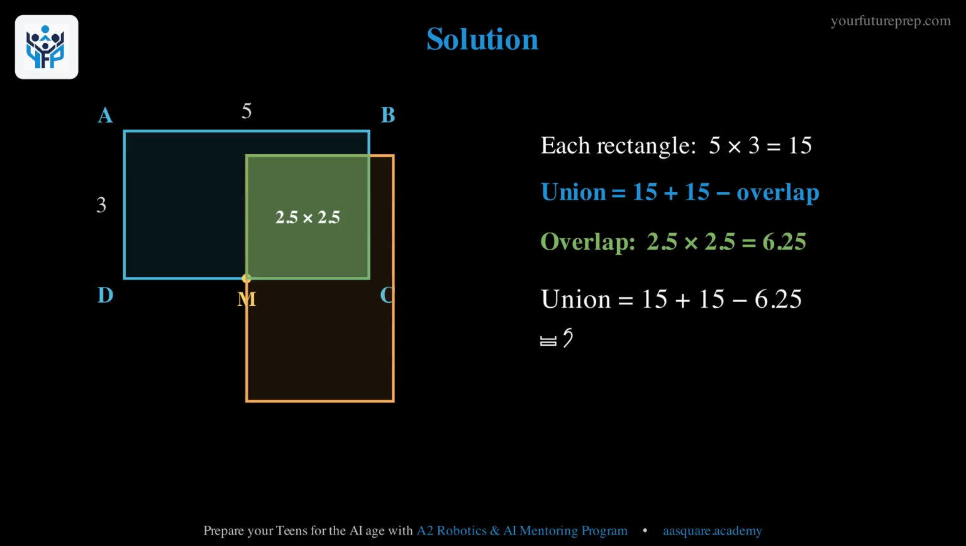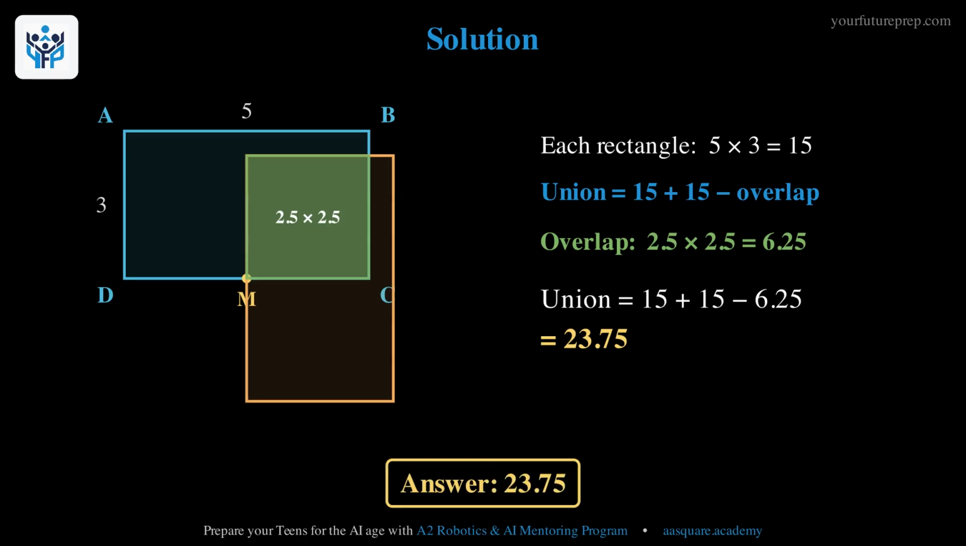Putting it together, 15 plus 15 minus 6.25 equals 23.75 square inches. The answer is 23.75.